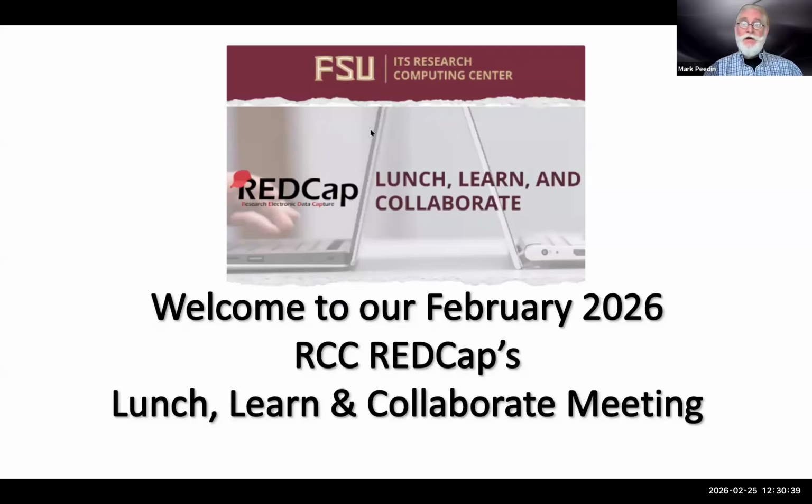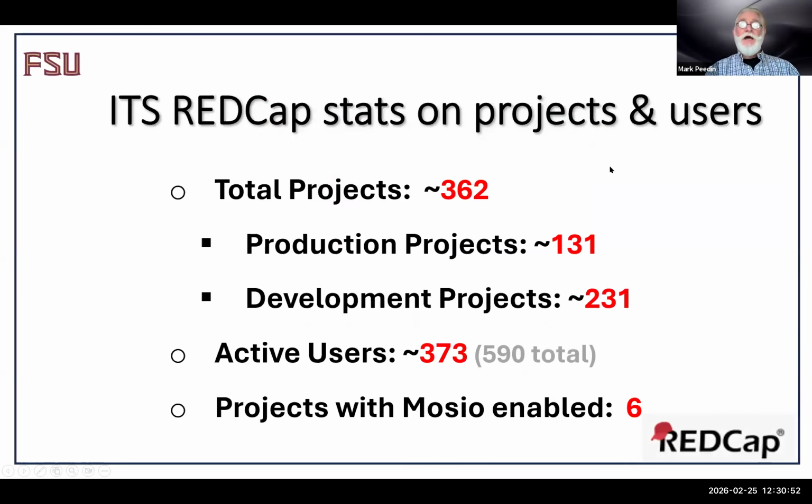As always, a few maybe non-significant but interesting stats about our system. In the ITS REDCap, we have a total of 362 projects. 131 are production and 231 are in development. And if those numbers add up, it should be 362.